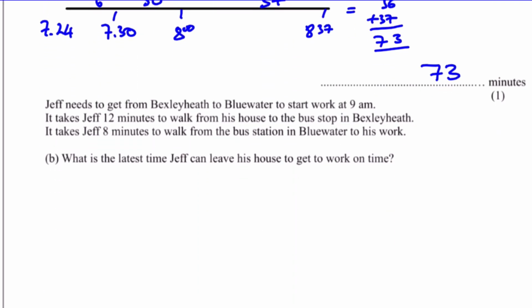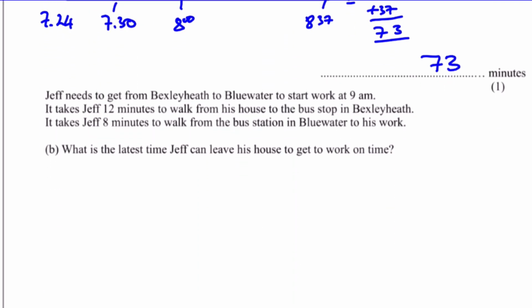Jeff needs to get from Bexleyheath to Bluewater to start work at 9 a.m. It takes Jeff 12 minutes to walk from his house to the bus stop in Bexleyheath. It takes Jeff 8 minutes to walk from the bus station in Bluewater to his work. Part B, what is the latest time Jeff can leave his house to get to work on time?